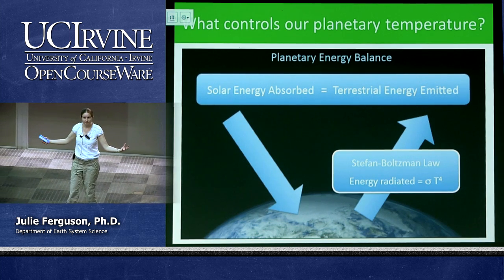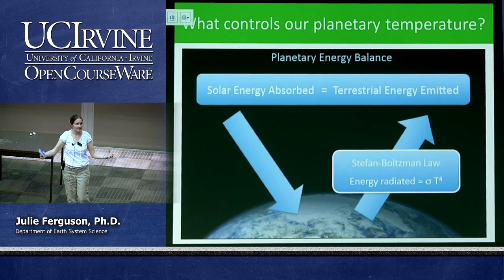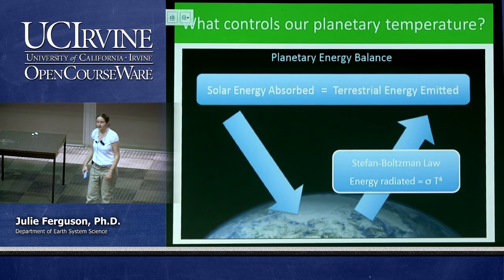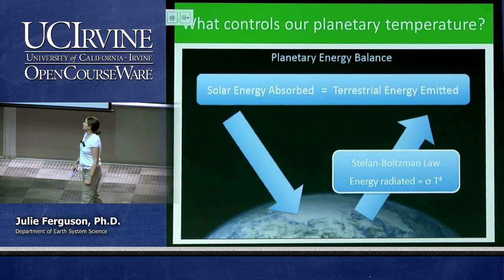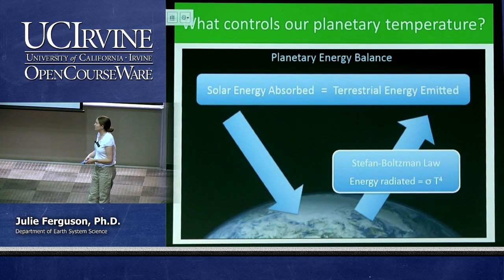that we're emitting. And this is very broad. This is over the whole Earth, over, say, a year or something like that, okay? So solar energy absorbed equals terrestrial energy emitted. And that's our planetary energy balance, okay?